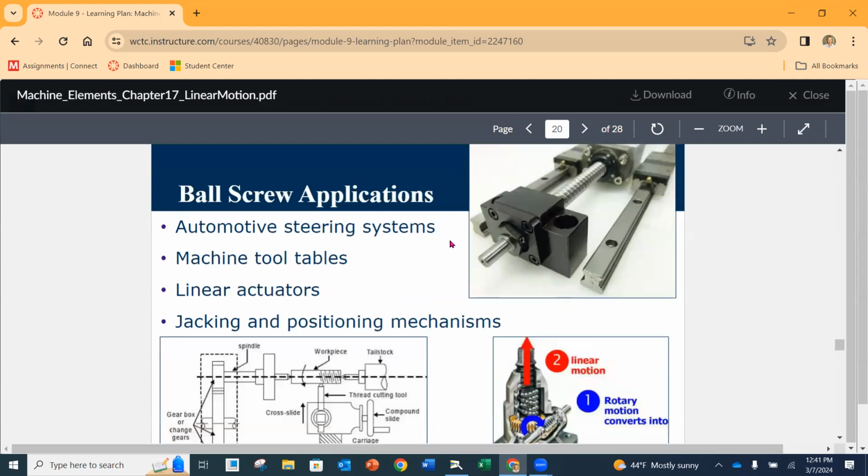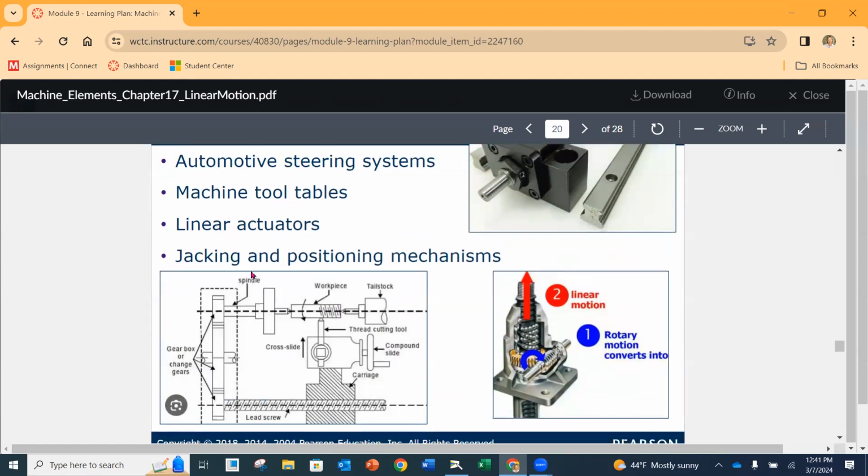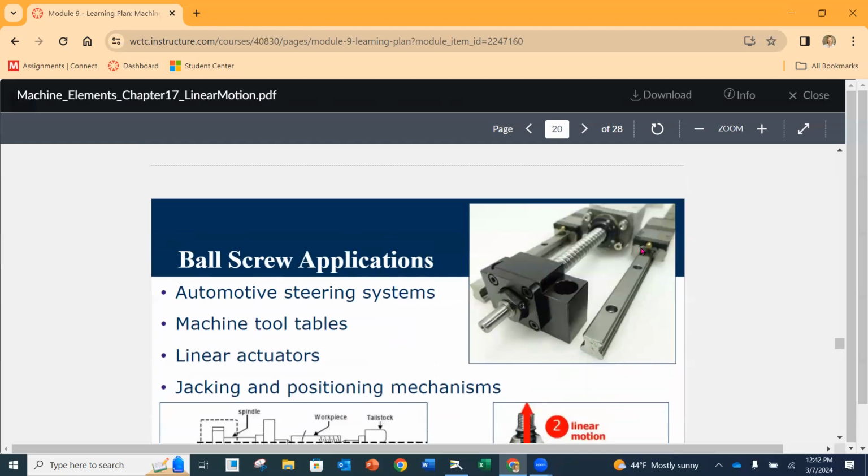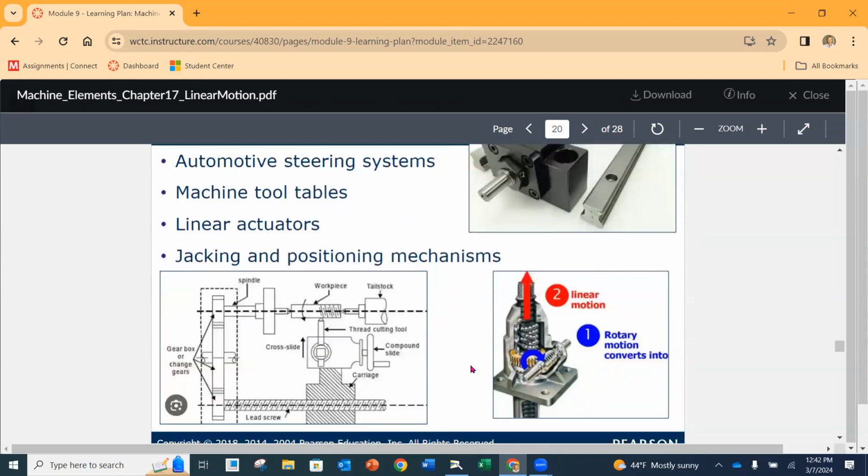So applications for ball screws, again, they can be used interchangeably with lead screws or power screws: automotive steering systems, machine tool tables, linear actuators, jacking and positioning mechanisms. I tried to help us see a couple of these applications here. This is a schematic of a lathe. On the top here is the spindle of a lathe, the workpiece, the tailstock, and then underneath, to pull and push the entire bed of our lathe, it's going to go back and forth on a lead screw. And they're usually going to be ball screws.